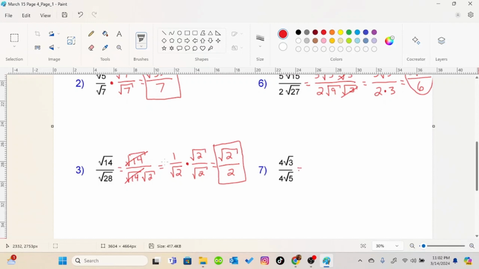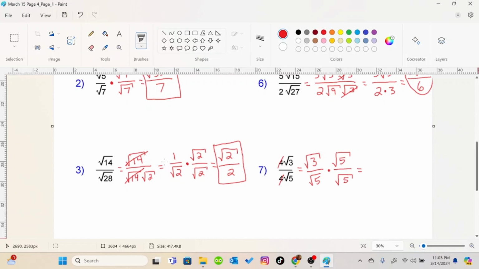Number 7, we have a 4 on top and a 4 on bottom. Those cancel each other out. So now we have square root of 3 over square root of 5. But we don't want to leave a square root in the denominator. So we're going to multiply the top and bottom by square root of 5, because multiplying by anything over itself is just multiplying by 1 and doesn't change the value.